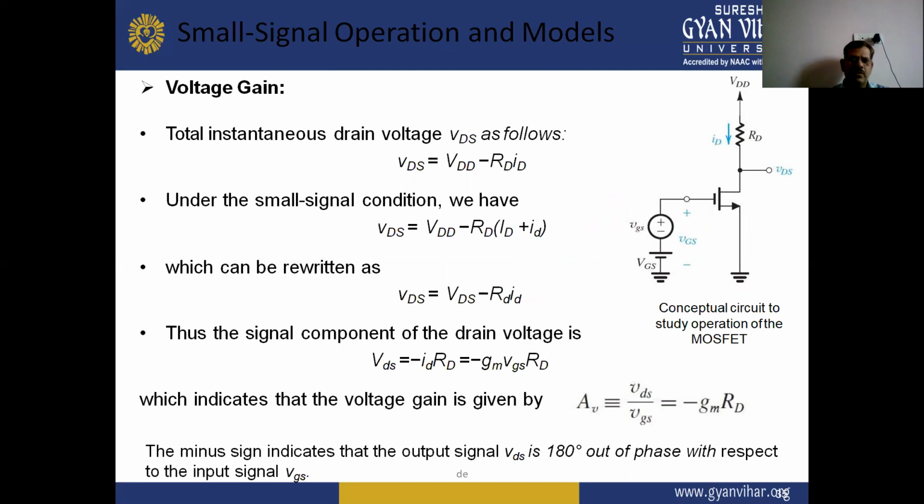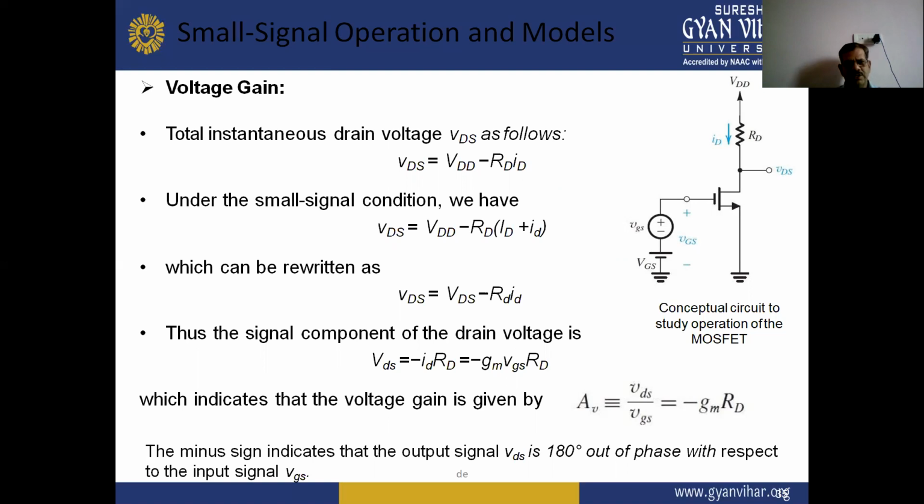So what is the voltage gain? For the MOSFET, the total instantaneous drain voltage vDS is as follows: vDS equals VDD minus RD iD. Under the small signal condition, we have vDS equal to VDD minus RD into (ID plus small id), which can be written as vDS equal to VDS minus RD small id.